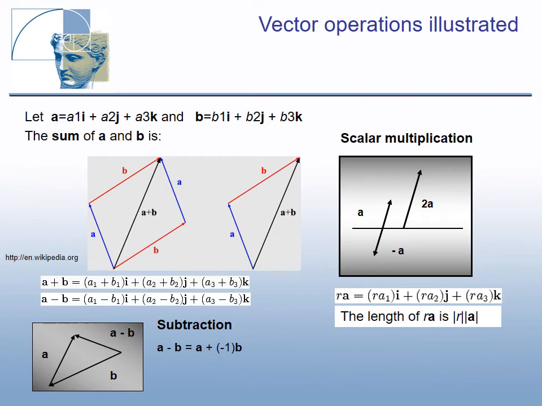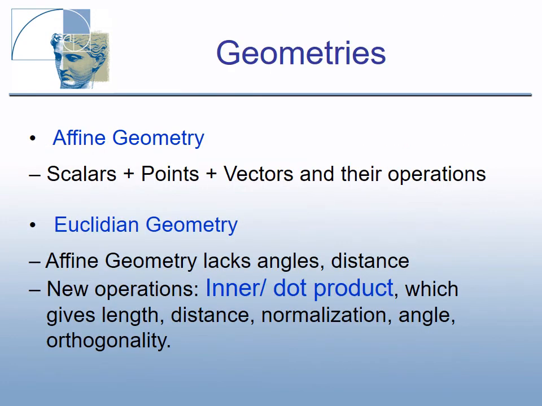Vector may also be multiplied by a real number r. In mathematics, numbers are often called scalars to distinguish them from vectors, and this operation is therefore called scalar multiplication. By this moment, we discussed affine geometry, which includes scalars, points, vectors, and their operations. A typical modeling computer graphics system deals with Euclidean geometry, because affine geometry lacks angles and distances.